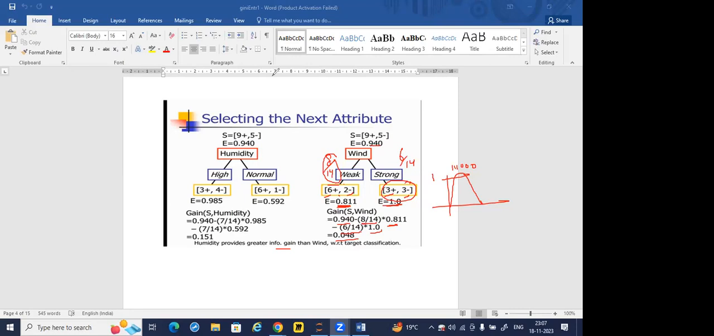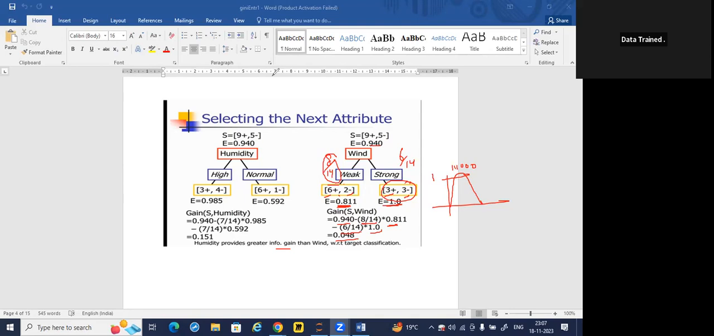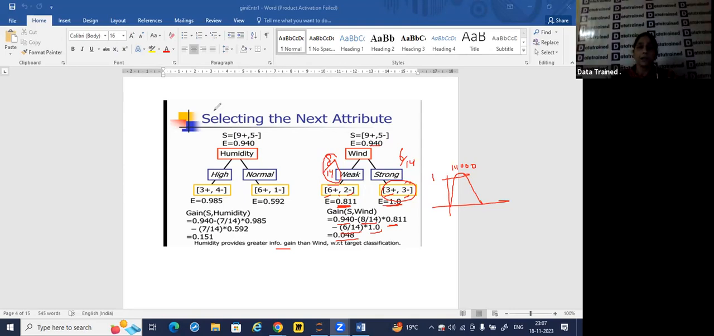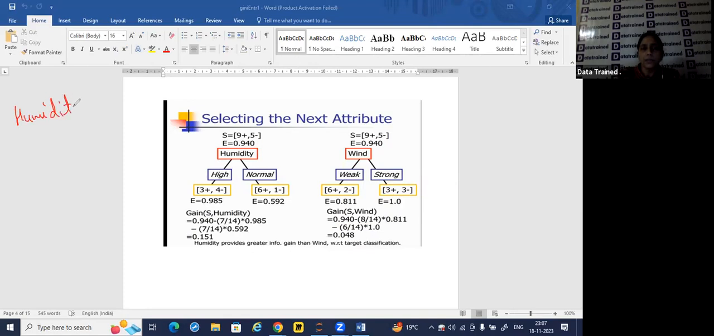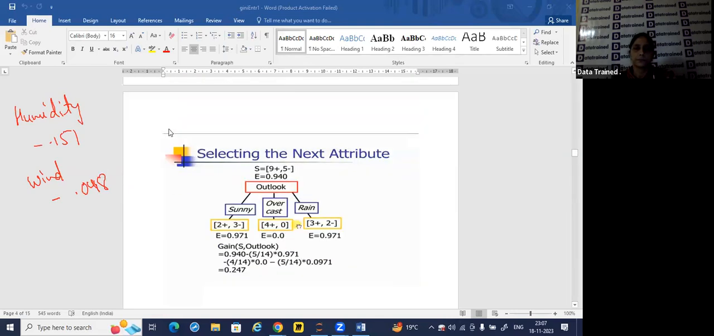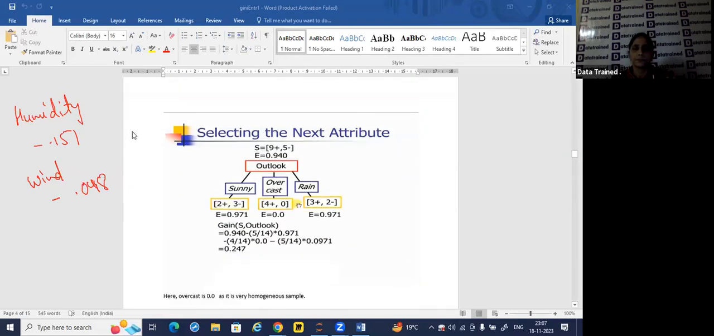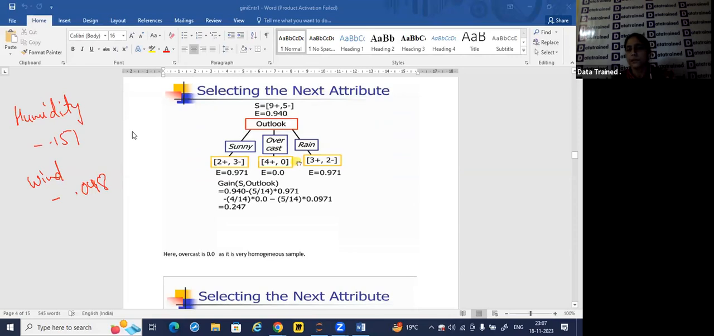Okay, so that is there. Now here, you need to see what the humidity information gain is: 0.151. And the wind column is 0.048.